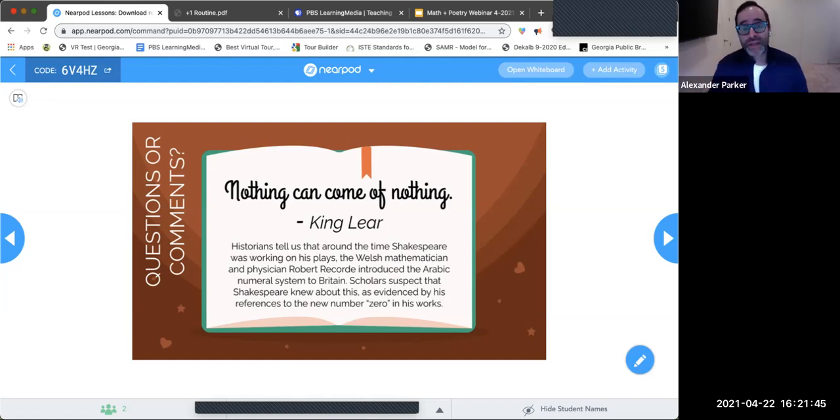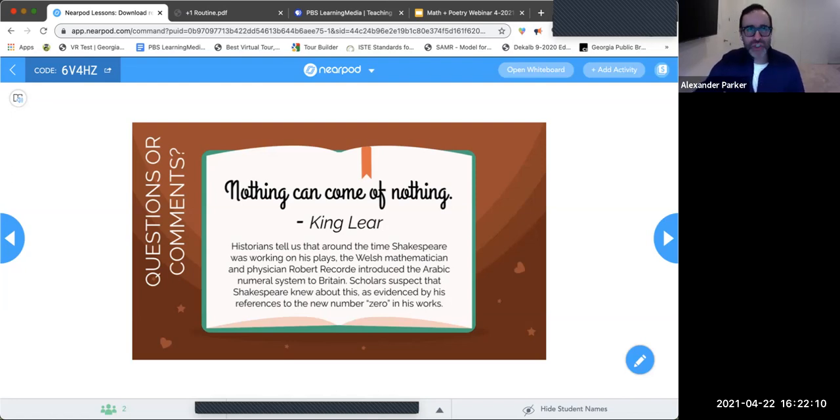What's interesting about it is that the whole concept of zero, or the naught, came to England around the time that Shakespeare was working. There's a Welsh mathematician and physician called Robert Recorde, and he did introduce the Arabic numeral system to Britain. And so it's almost certain that Shakespeare was aware of this.